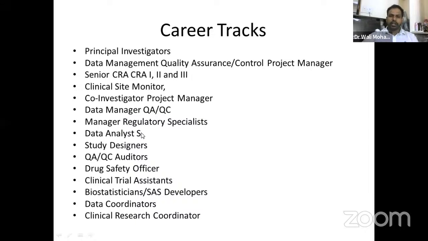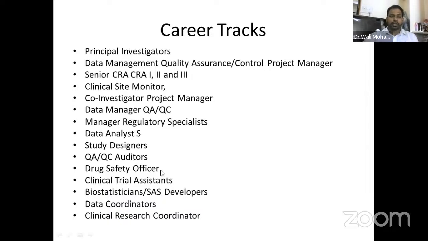As I said, co-investigator, and you could slowly become a data manager as well. You can be a regulatory specialist, where you scrutinize documents, what documents are submitted, and you can put a lot of queries and questions to the sponsor and the doctors. Then data analyst, and study designer: how to conduct the study, what type of patients you need to take, what type of drugs you need to involve. You could be a designer also. Quality assurance and quality auditors, you can become too.